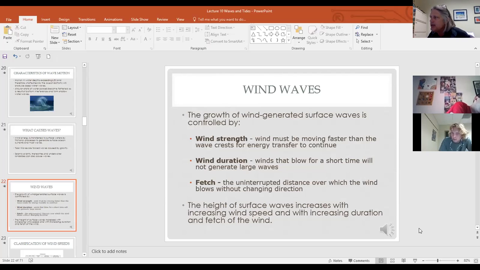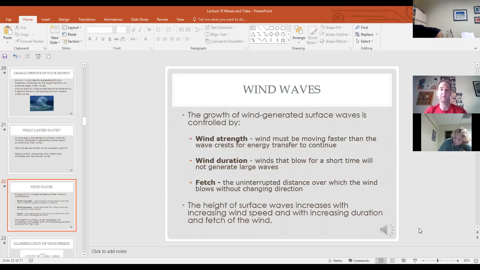And then the fetch is the last factor, and that's the distance the wind has to travel. So a narrow bay does not build up the same size waves as a wide bay. So the wind direction plays a role in the fetch. Places like John's Pass, if the wind is blowing along the shoreline, you don't have a lot of distance for waves to build up in the pass. But if it's blowing from the sea straight in, you have a lot wider fetch and you can build up larger waves.